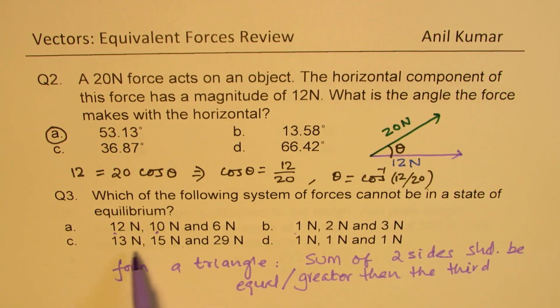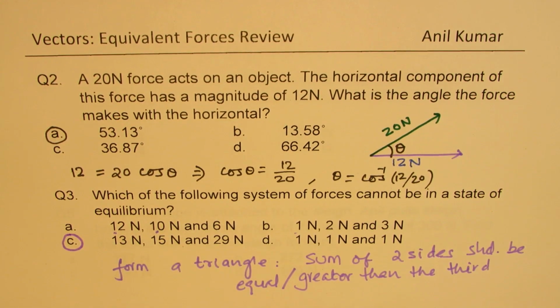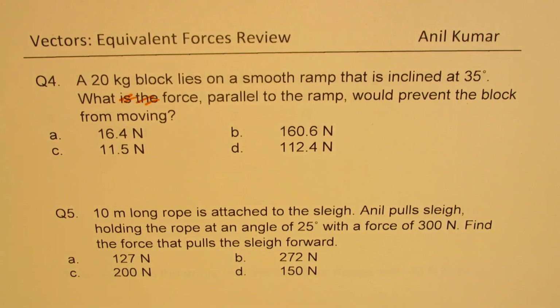Now if I look into this, 13 plus 15 is 28. Now 28 is less than 29, so this will not work. You get an idea, right? So the sum of these two sides is less than the other one, and therefore it will not form a system which will be at equilibrium. So there will be some residual force, so it will move on. Question number 4.